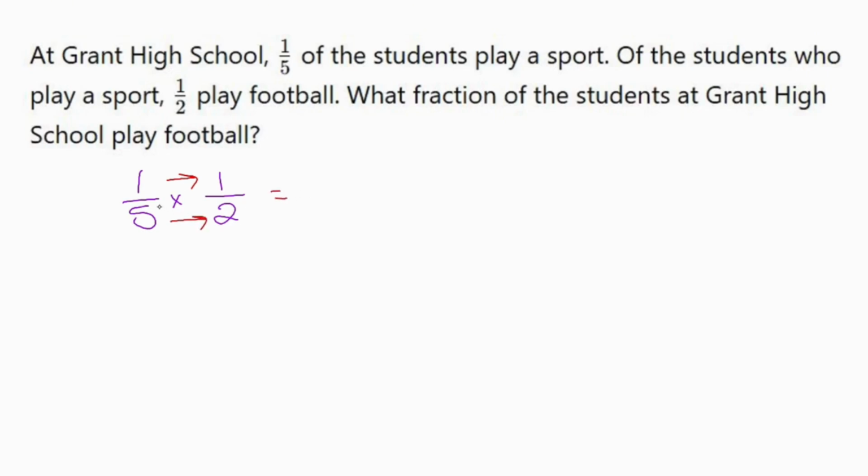So multiplying straight across the top, 1 times 1 is 1. And multiplying straight across the bottom, 5 times 2 is 10. That gives us a fraction of 1/10.